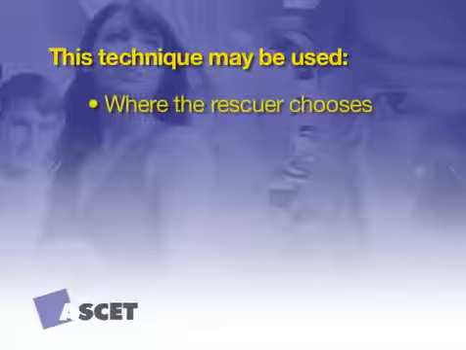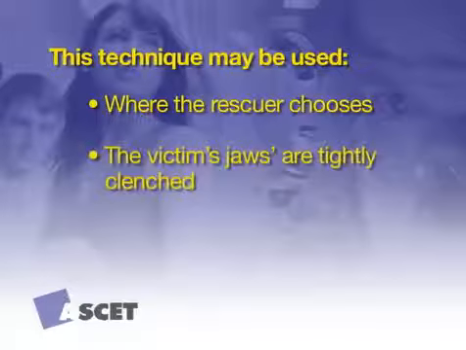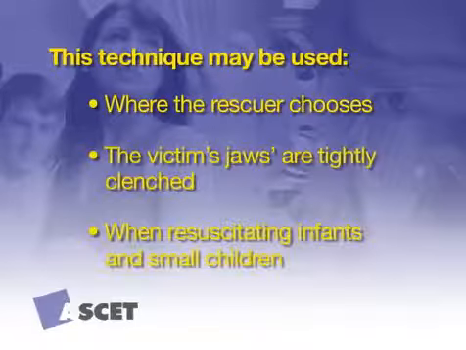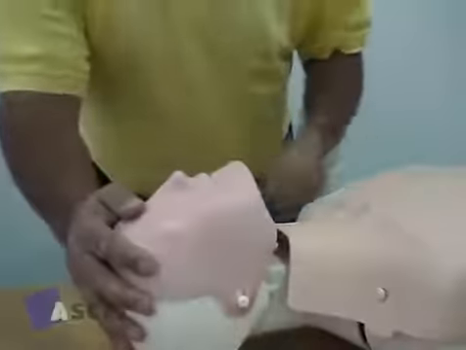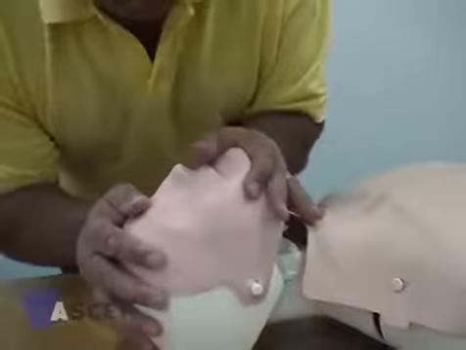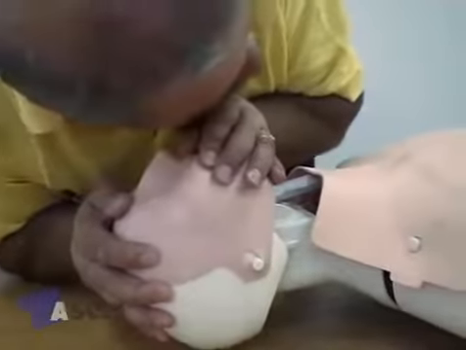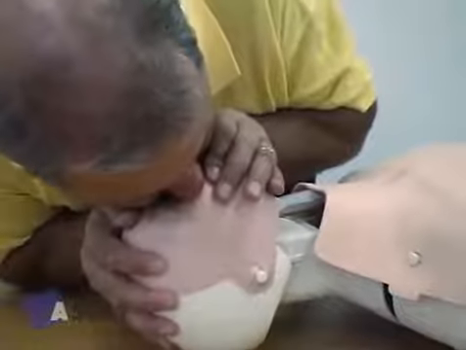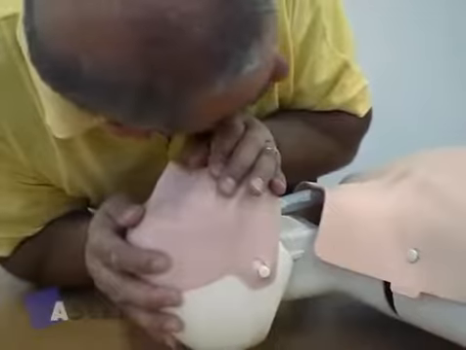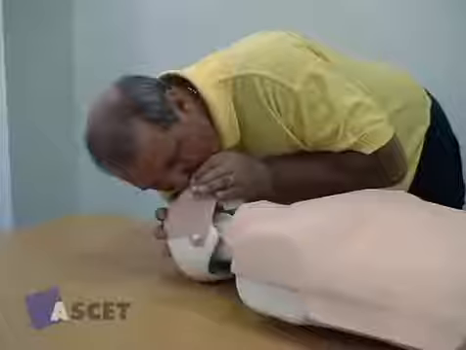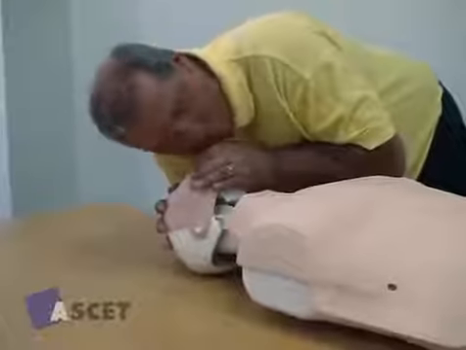The mouth to nose method may be used where the rescuer chooses, the victim's jaws are tightly clenched, or when rescuing infants and small children. The technique for mouth to nose is the same as for mouth to mouth except for sealing the airway. Close the victim's mouth with the hand supporting the jaw and push the lips together with the thumb. Take a breath and place your widely open mouth over the victim's nose, or mouth and nose in infants if possible, and blow to inflate the victim's lungs.